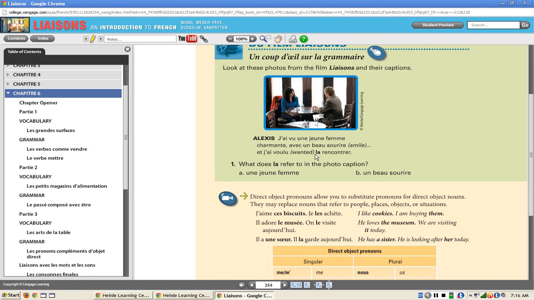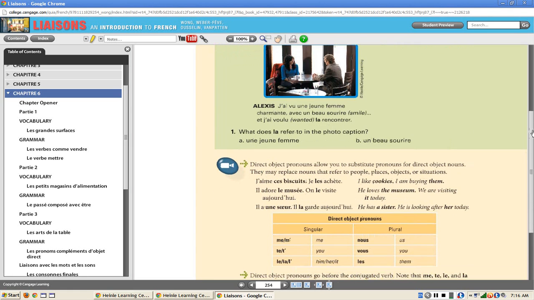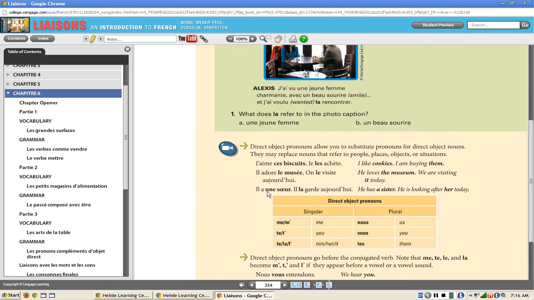He's using the objet direct so that he doesn't have to repeat une jeune femme again and again. He's not having to say j'ai vu une jeune femme, j'ai voulu rencontrer une jeune femme. J'ai vu une jeune femme charmante avec un beau sourire, j'ai voulu la rencontrer. It always comes before. And remember, it can be le, la, and les for the direct objects. It can also be me, te, nous, and vous.